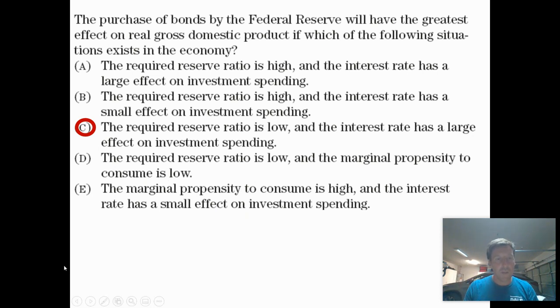The next one says the marginal propensity to consume is high. Cool. That means if people did get that money that came in from the Fed expanding the money supply, they're going to go out there and spend it. But it says interest rate has a small effect on investment spending. So people are like, oh, I'm going to spend money no matter what. Oh, interest rates are going down. Okay, well, it really doesn't matter to me. So that one just doesn't work. So that one is C.